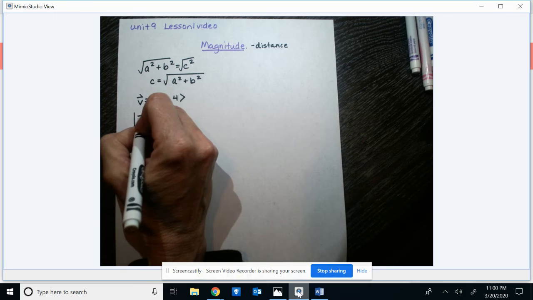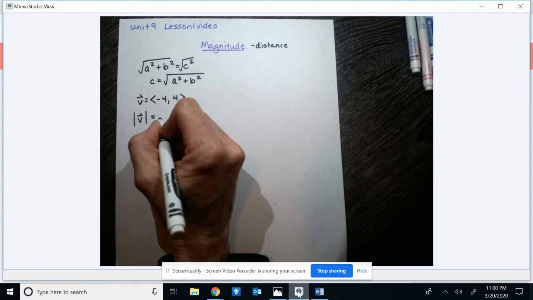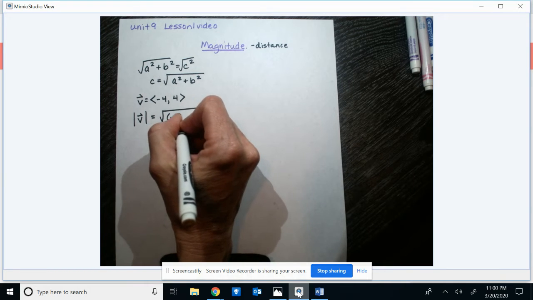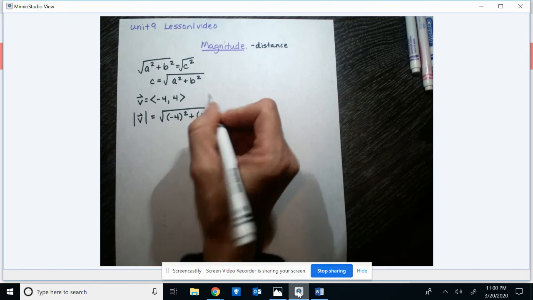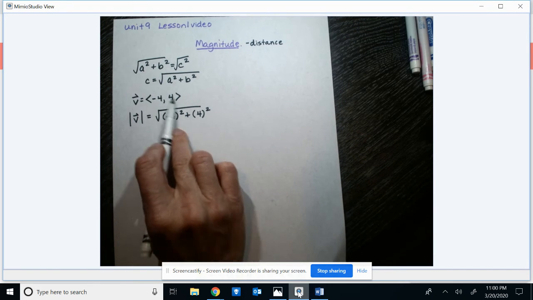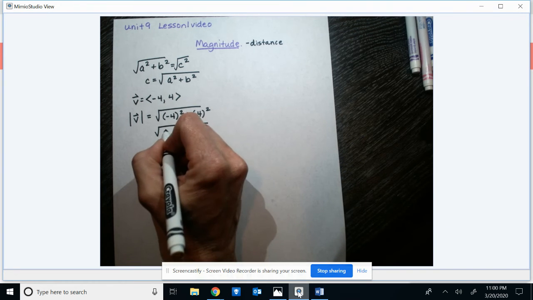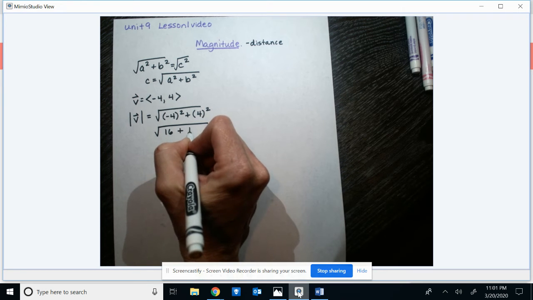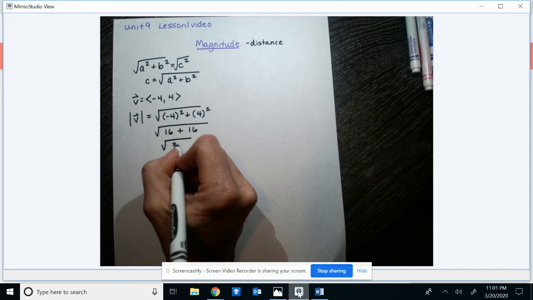So you'll see that notation, it looks like absolute value. That means magnitude. And it's going to be the square root of A squared plus B squared. So -4 gets squared, +4 gets squared. When you're squaring a negative, that becomes a positive. So -4 squared is 16. +4 squared is 16. Add those together. 16 plus 16 is 32.